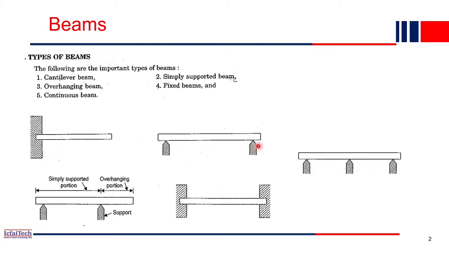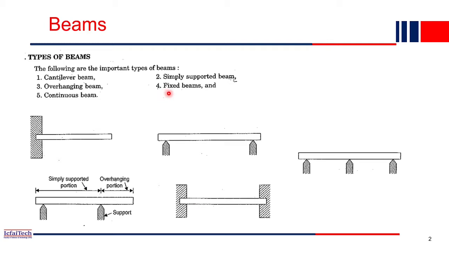Similarly, you can see this beam is simply supported on two supports. This is one support, this is another support, and this beam is simply resting in between the two supports. So this beam we call a simply supported beam. That is the second case. Now the third case is the overhanging beam. You can see this beam is overhanging, right? This portion is hanging outside. So this beam we call an overhanging beam.